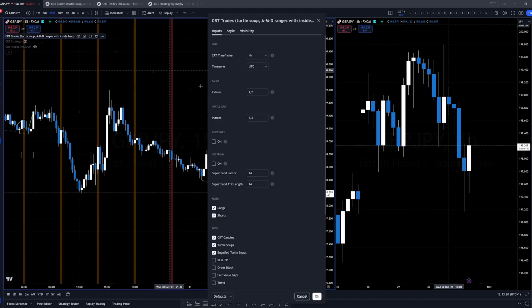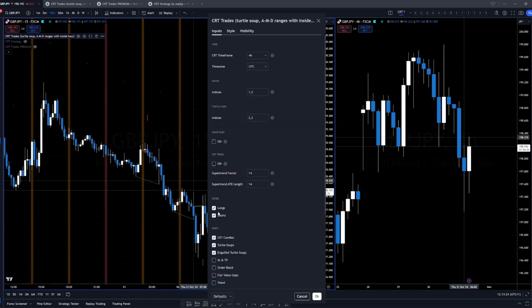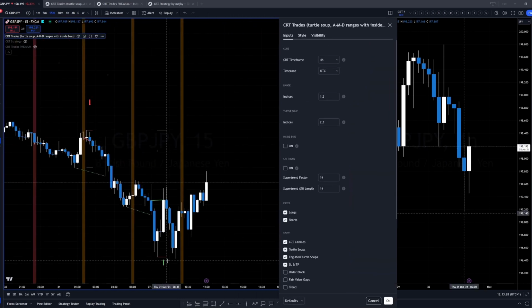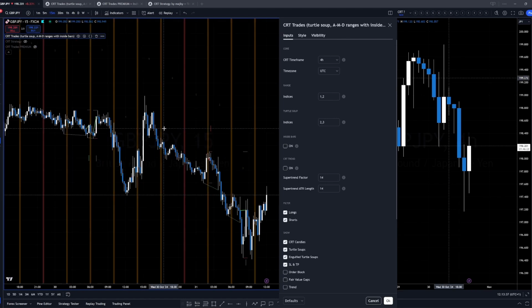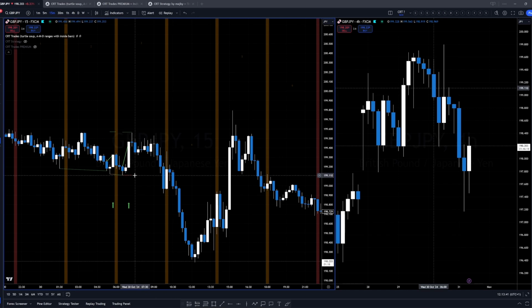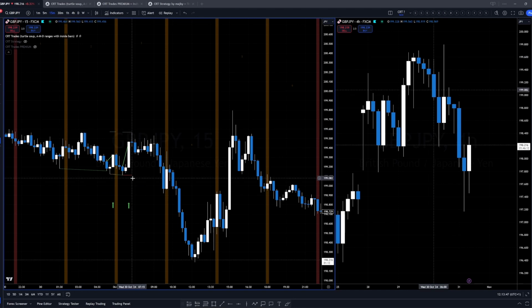So I have explained, and you can also show some stop losses and take profits. This red line shows your potential stop loss, and this green line shows the potential take profit. So you can potentially use it if you want. Also here is the stop loss potential, and here is the take profit. As you can see, the take profit is placed on the high of the previous range, and the stop loss is placed at the turtle soup low.